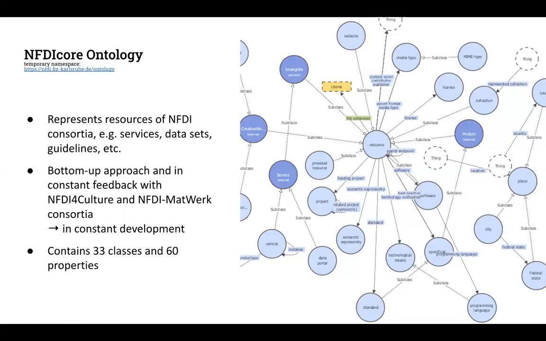And in the core, it's information about the consortia. What kind of services are there? Who are the research groups? What kind of data sets do they have? What kind of guidelines? What kind of documents? It's very much a meta level that is in the core. And at the moment, there's 33 classes in it and about 60 properties.